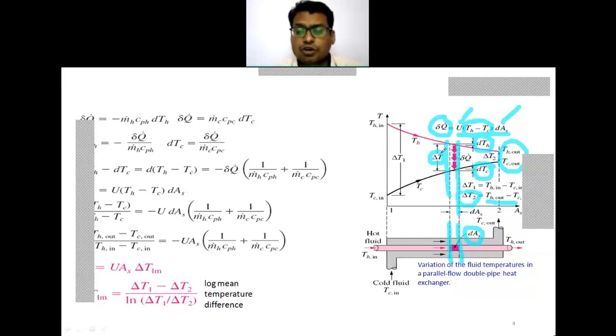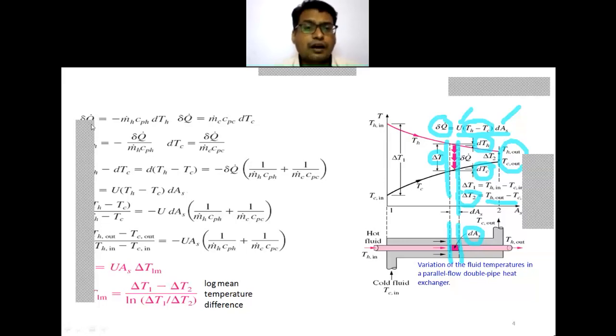Then heat losses to the surroundings are negligible, the flow conditions are steady, and no phase change takes place in the fluid. So these are the different assumptions while discussing this derivation.